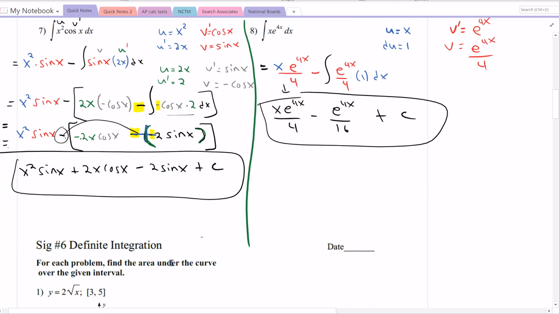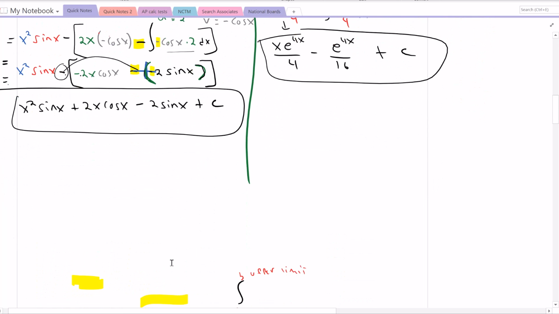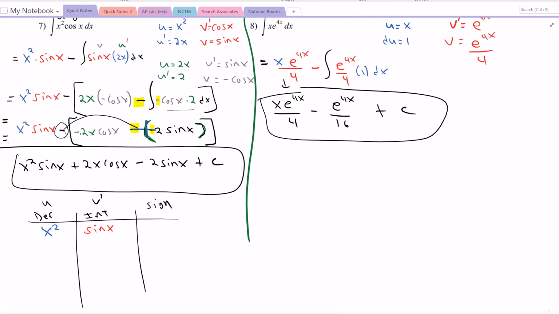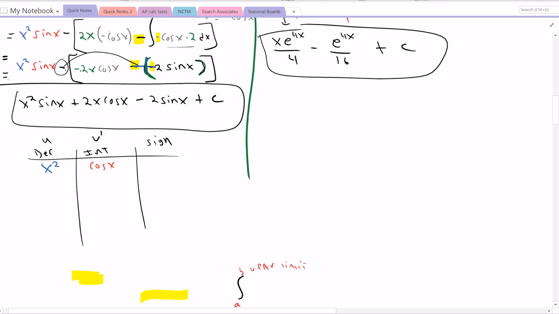Okay, so let's figure out this Jaime Escalante tabular method, right? Basically, you're going to draw a 3-column table. You're going to put your u, or the thing you're going to take the derivative of, over here. You're going to put your v prime, or the thing you're going to integrate, here. And over here, we're just going to keep track of some signs. Like in this example up here, this was x squared, and this one was cosine x. And we're going to take the derivative down on the u part as much as we can.